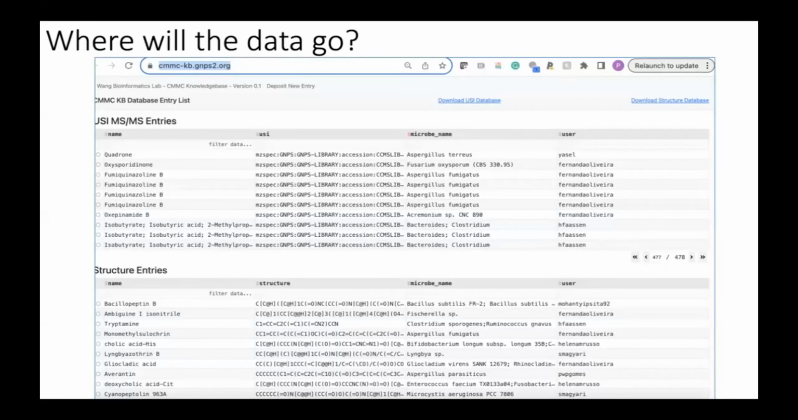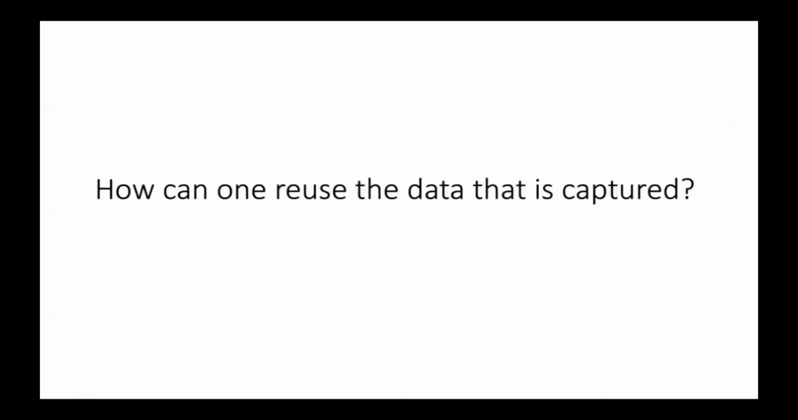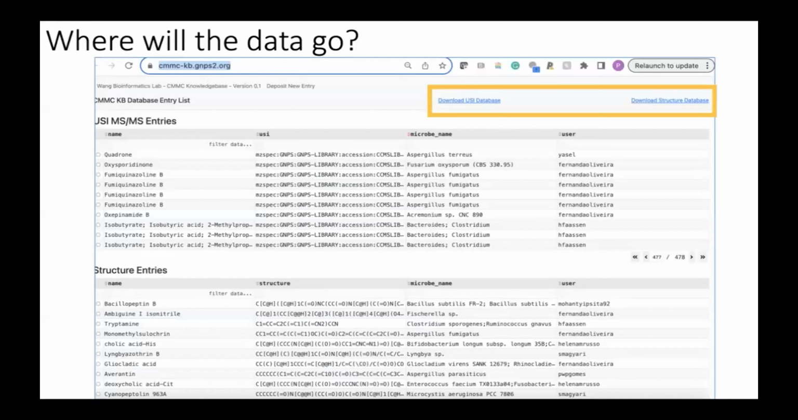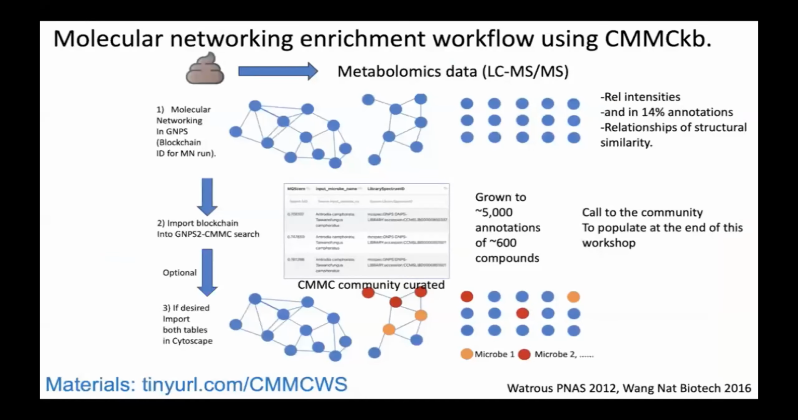Now, all of this information goes into this knowledge base. So it's a CMMC knowledge base, and we have both a USI-centric knowledge base and a structural entry-based knowledge base. How can you reuse the information that is captured? Well, the simplest way: you can download it and do whatever you wish with this resource. We don't feel that we own it, but the idea is that everybody who is interested in microbial metabolism, microbiome-derived metabolism, and their functions benefits from this resource.